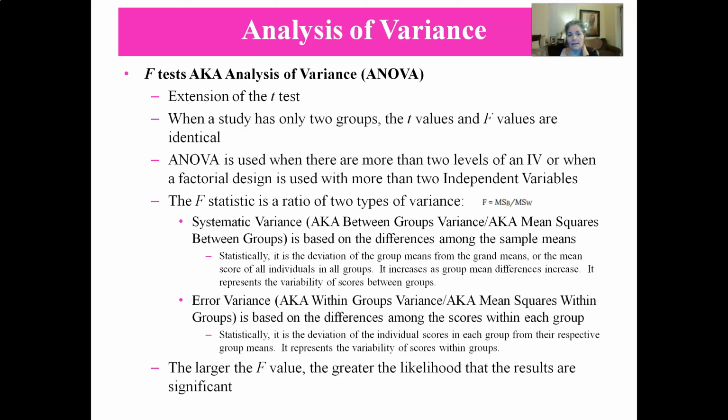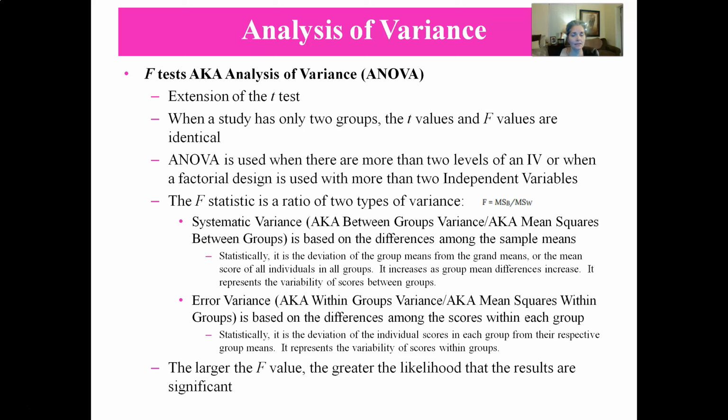Another test is the analysis of variance, also known as the F-test. F-test is related to the t-test. You can do it when there's only two groups, but we typically see it when there are 3 or more groups. Each IV has to have at least 2 levels, or if there's a factorial design where there's multiple IVs, each IV has at least 2 levels.